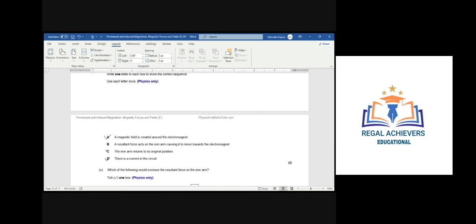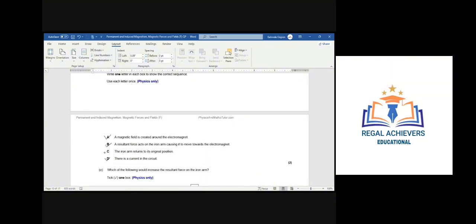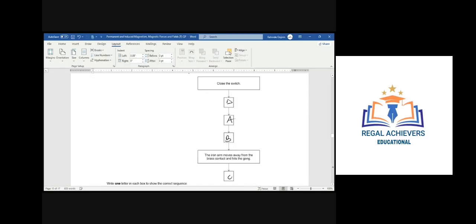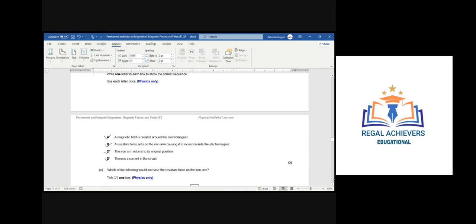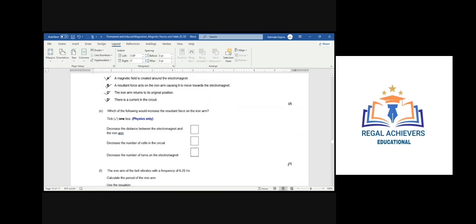Then the next thing is that a resultant force will act on the iron arm, causing it to move towards the electromagnet. And then the iron arm will now move away from the brass contacts and hit the gong. Boom. Then the last thing is that the iron arm returns to its original position. So, if you use a bell or a doorbell, that is the principle it follows before you hear the sound.